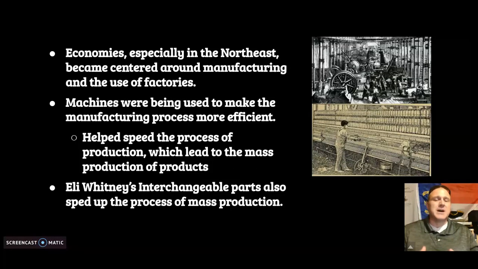The idea behind this Industrial Revolution is to do three things: to produce goods faster, cheaper, and more efficiently. And more efficient is the one that we're really going to talk about here, right? Machines are being used to make the manufacturing process more efficient. It speeds the process of production, which leads to the idea of mass production of products, when you can produce a product over and over and over again.